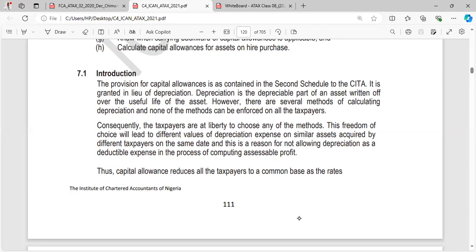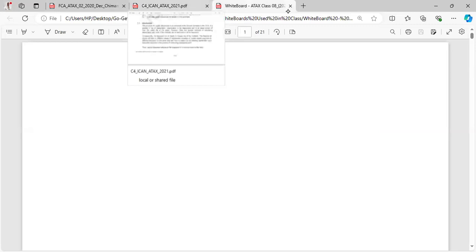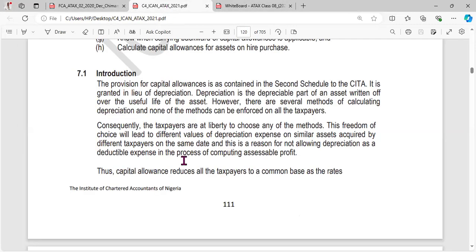Now, there are several methods of calculating depreciation. We have the straight line method, we have the reducing balance method. These are two popular methods. And when you calculate depreciation using either of these two, you will get different values.